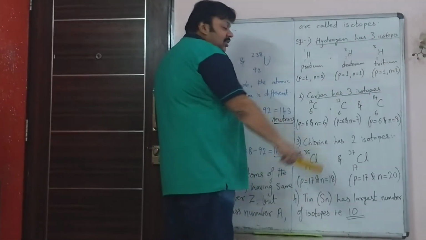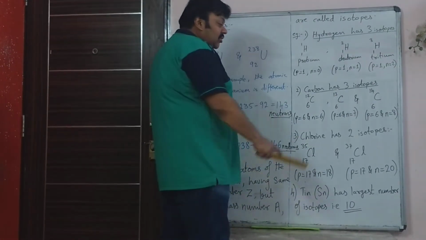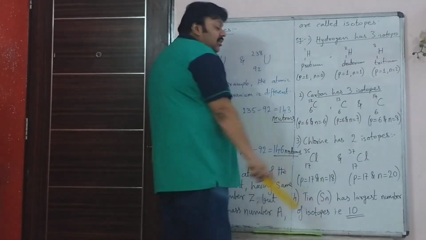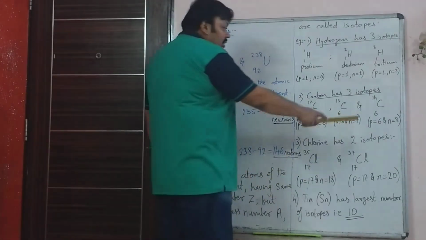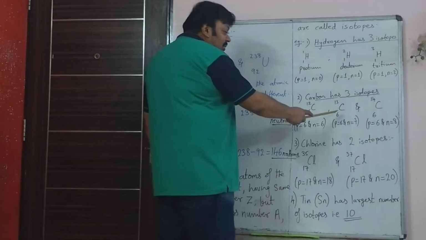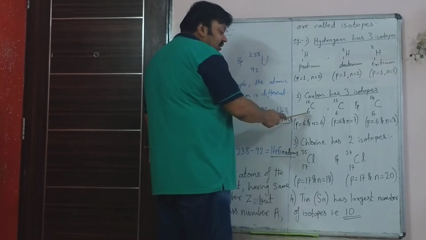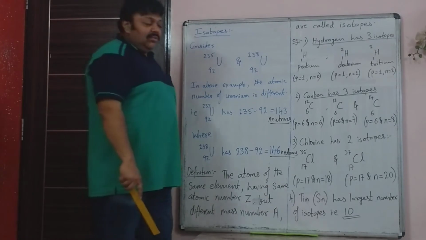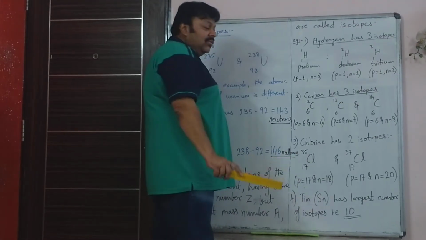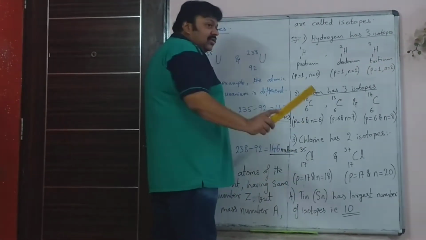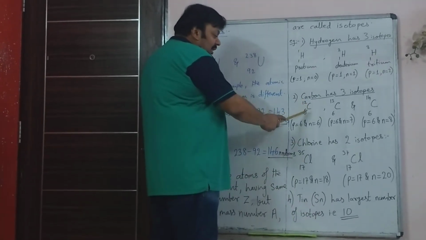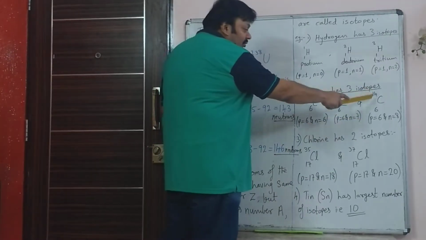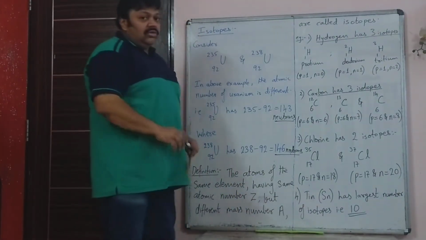Next you have carbon. Carbon has 3 isotopes: carbon-12, carbon-13 and carbon-14. All of them have the same number of protons, that is why the atomic number is the same. The atomic number for all 3 of them is 6. So the number of protons is 6. Carbon-12 has 12 minus 6, 6 neutrons. Carbon-13 has 13 minus 6, 7 neutrons. And carbon-14 has 14 minus 6, 8 neutrons.